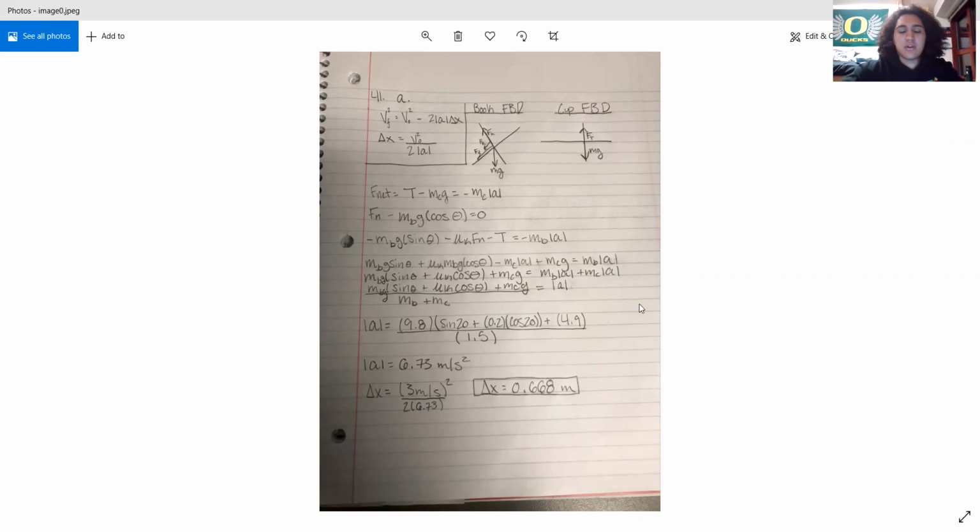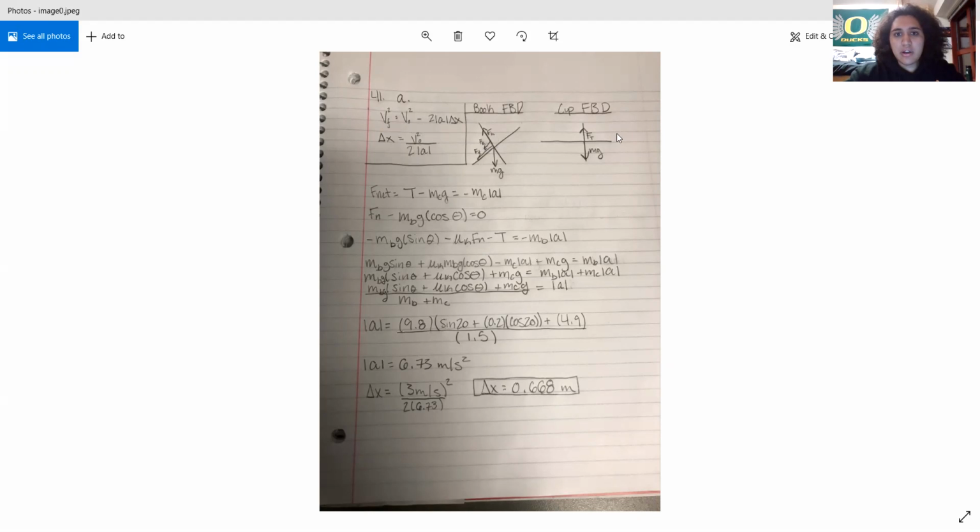So with what we're trying to find, which is the distance that the book slides, we know that we're going to need a change in x, and we're also given a velocity. The final velocity will be 0 because it'll come to rest at the top of the slope. And then it gives us our initial velocity as 3 meters per second. And then we have to find our a. So our change in x equals our initial velocity squared divided by 2a.